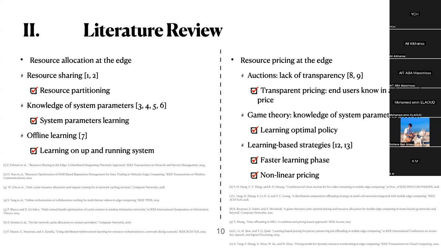Also, game theory was proposed for resource pricing at the edge, and game theory requires knowledge of system parameters. However, as I said in the resource allocation at the edge, we do not require any knowledge of the system parameters. Also, some learning-based strategies for resource pricing are proposed in the literature. However, they suffer from a very slow learning phase, and they consider non-linear pricing. However, we consider linear pricing, and we will see how it will maximize more the revenue of the network operator.